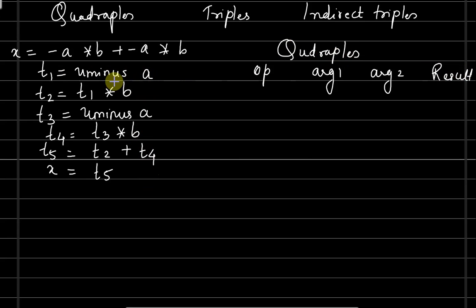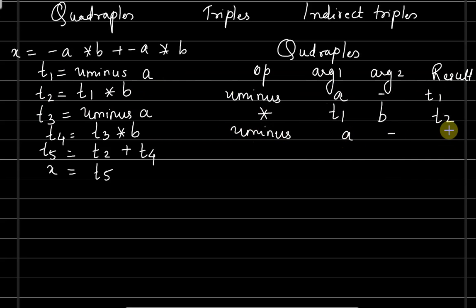In this statement, what is the operator? It is U minus. So I'll write U minus under OP. Argument 1 is A. Argument 2 is dash, it is nothing, and the result of this is stored in T1. Consider the next statement, T2 is equal to T1 into B. Operator is star. Argument 1 is T1, argument 2 is B, and the result is stored in T2. Consider the third statement, operator is U minus, argument 1 is A, argument 2 is dash, and result is stored in T3.